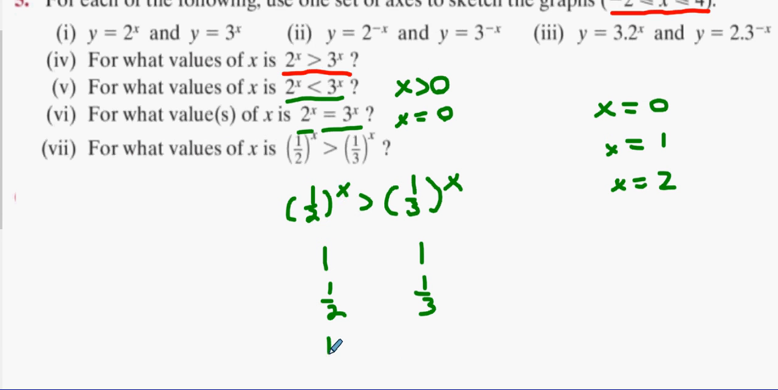What direction is the sign going in then? A quarter is bigger than a ninth. A half is bigger than a third. For any x value bigger than 0, a half to the power of x is bigger than a third to the power of x. Did they even ask questions on this part?